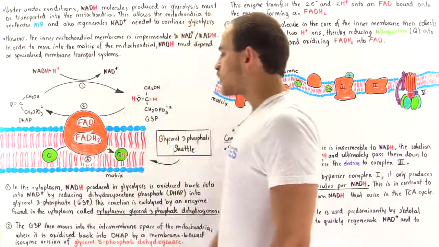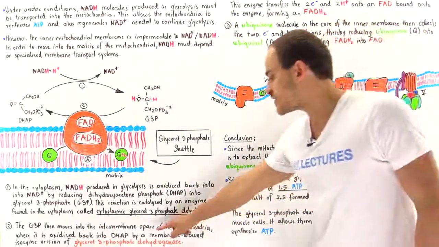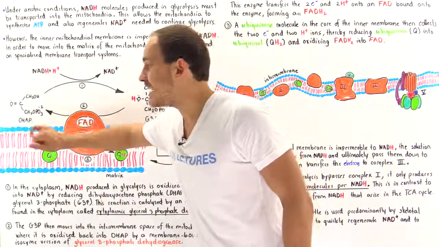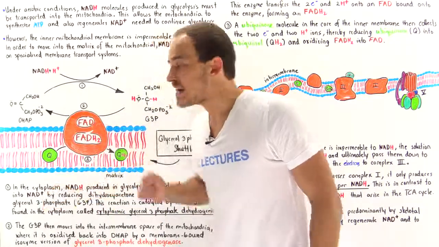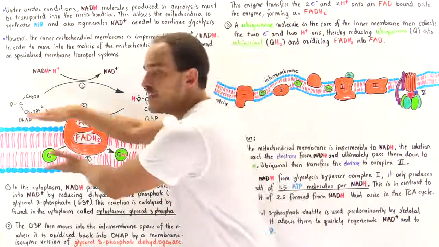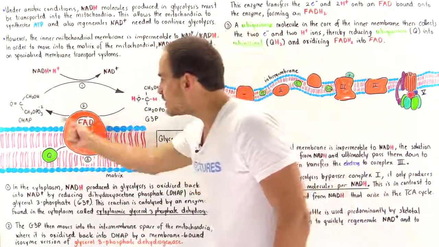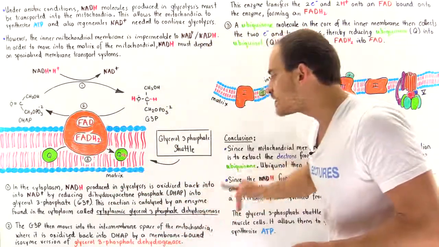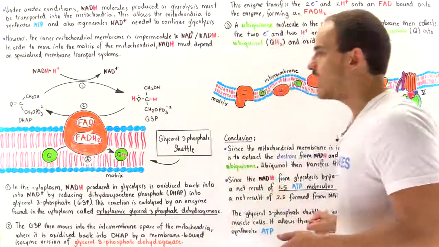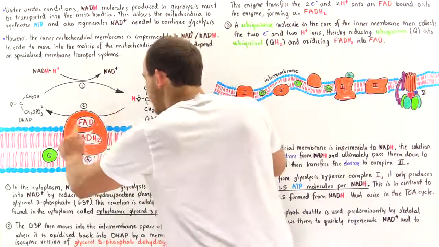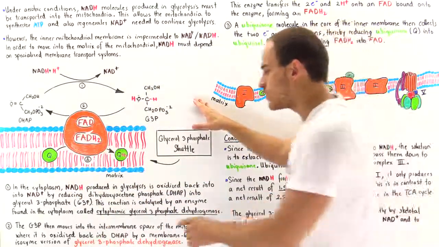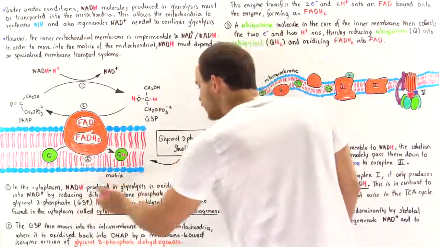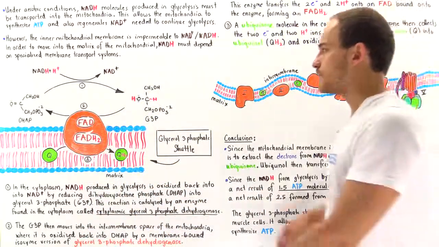Now, once the G3P moves into the intermembrane space of the mitochondria, it is oxidized back into DHAP by an enzyme that is found on the outer portion of the inner membrane of the mitochondria. This enzyme, shown here in orange, is an isozyme version of the cytoplasmic glycerol 3-phosphate dehydrogenase enzyme. And so we call this enzyme the mitochondrial glycerol 3-phosphate dehydrogenase.